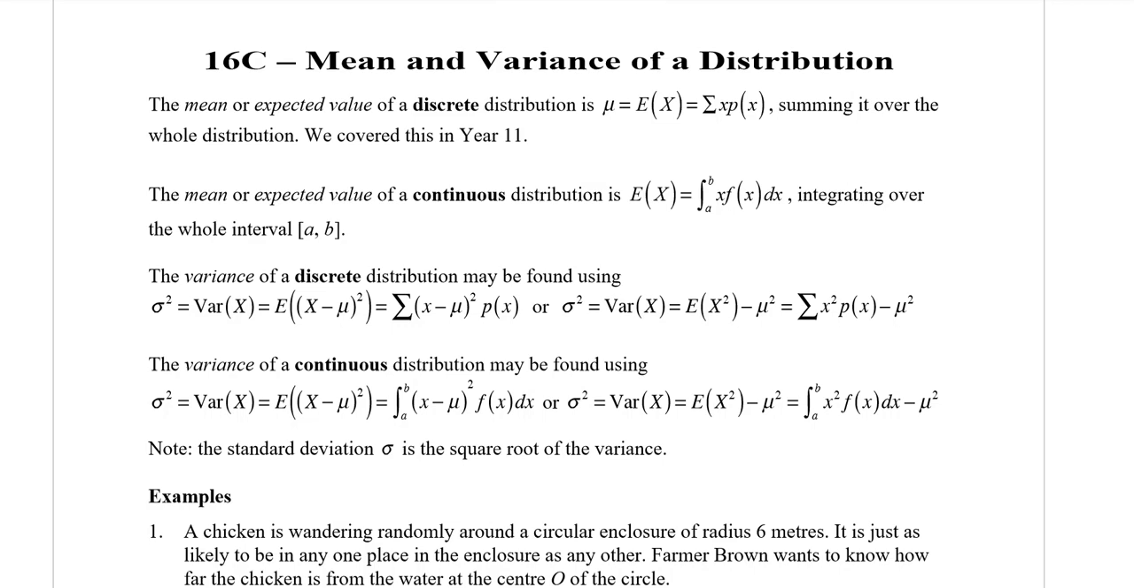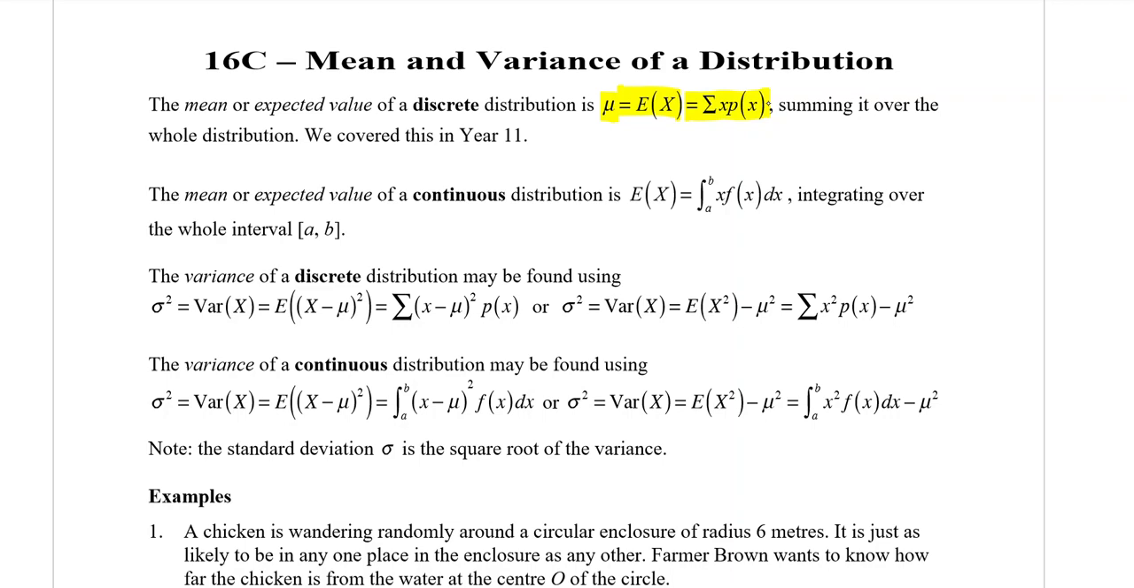All right, 16C is mean and variance of a distribution. So the mean or the expected value, remember that is the exact same thing. The mean and the expected value of a discrete distribution can be given the symbol mu, which is mean, E of x, expected value. Or if we are using a table, we often sum the x P of x row, and that would give us the expected value or the mean.